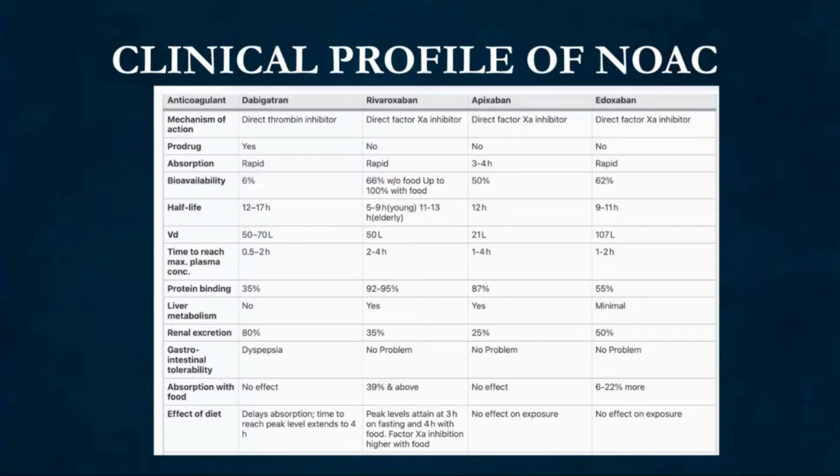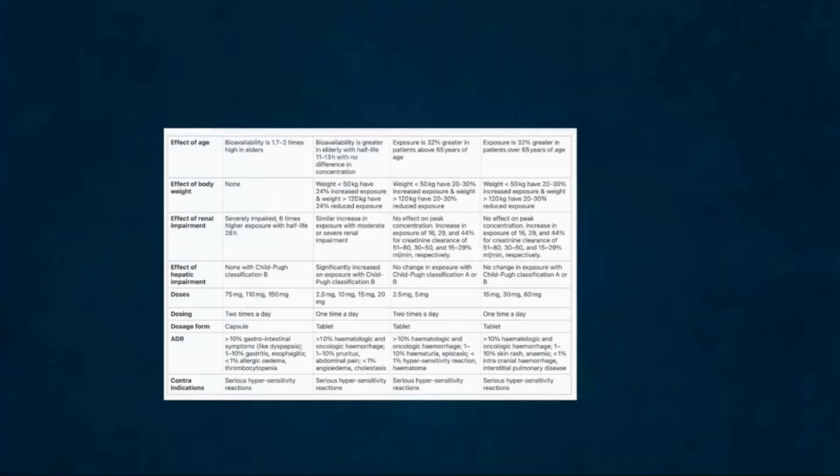The half-life is around 12 hours for all the drugs, and the protein binding is highest with rivaroxaban. Rivaroxaban and apixaban undergo liver metabolism, whereas dabigatran is excreted renally, and it has no effect with absorption of food. As for the effect of body weight, none of the new oral anticoagulant agents has an extreme effect. On renal impairment, dabigatran should be used with careful monitoring of patients who have renal impairment.